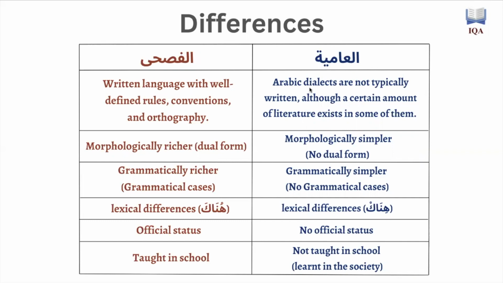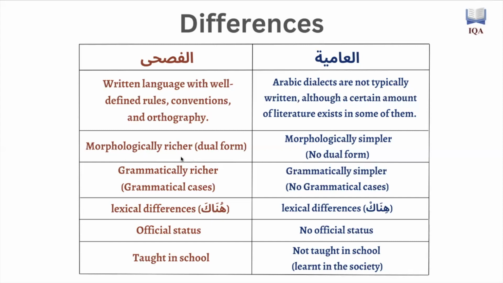Okay. Now, Amiyya, on the other hand, is usually not written except for maybe social posts on social media. You will find Amiyya being used by Arab speakers. And likewise, you may find certain folk literature written in Amiyya, but usually that's not the case. Amiyya Arabic dialects are not typically written, although a certain amount of literature exists in some of them. Okay, so in the Arab world, usually Fusha is used to write serious topics or in serious fields, while Amiyya is usually used in folk literature. Not to say that's not serious, but usually it's used in folk literature, and it's also used in social media, okay? Like people on Facebook and so on and so forth.